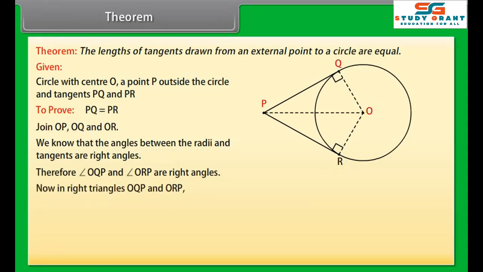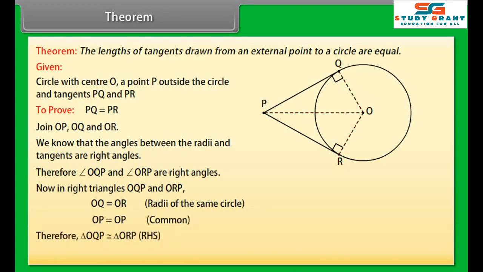Now in right triangles OQP and ORP, OQ is equal to OR because these are the radii of the same circle. OP is equal to OP, common. Therefore, by RHS congruence rule, triangle OQP is congruent to triangle ORP. This gives PQ is equal to PR because corresponding parts of congruent triangles are always congruent.